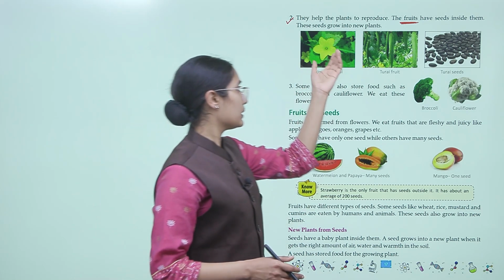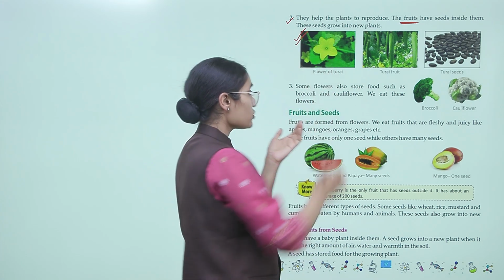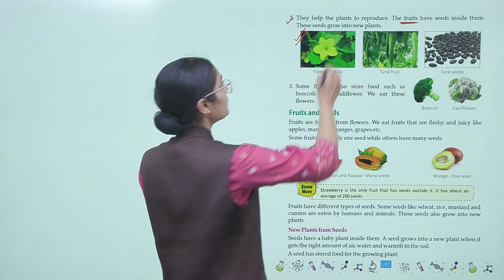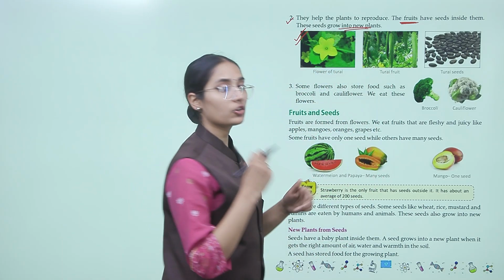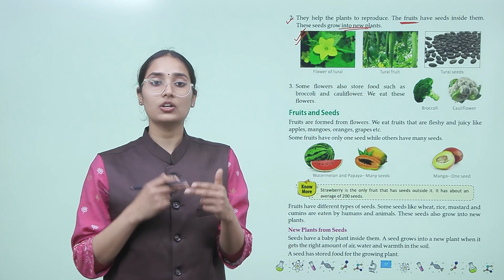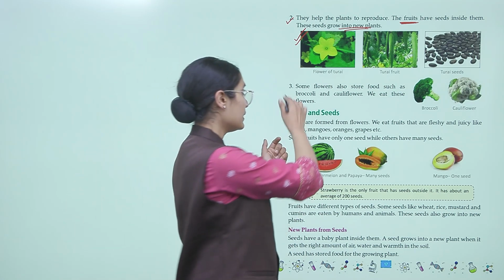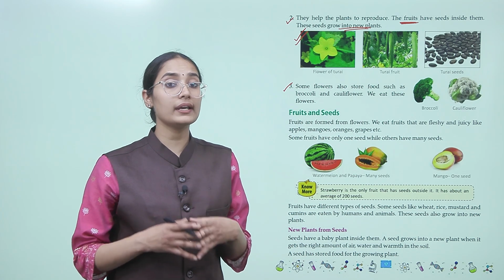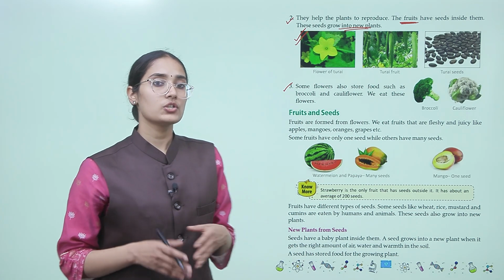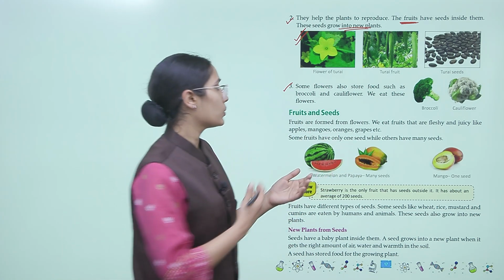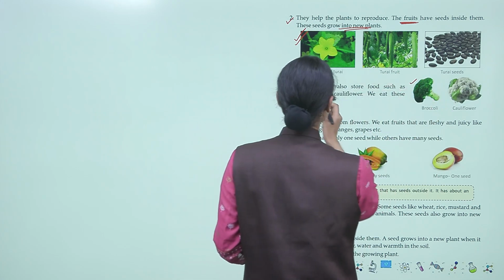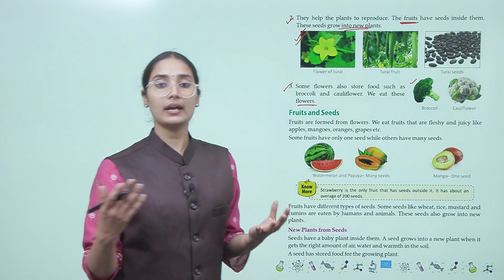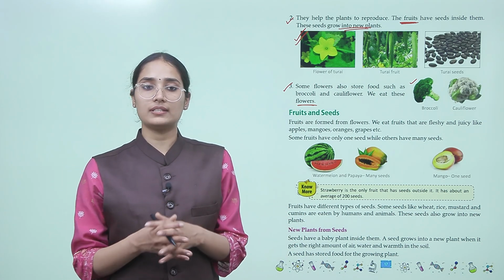So basically, the function of a flower is ultimately reproduction, okay? It lets the cycle continue. Next, some flowers also store food, such as broccoli and cauliflower. We eat these flowers. So there are some plants whose flower is nutritious to us. For example, broccoli and cauliflower are such examples.